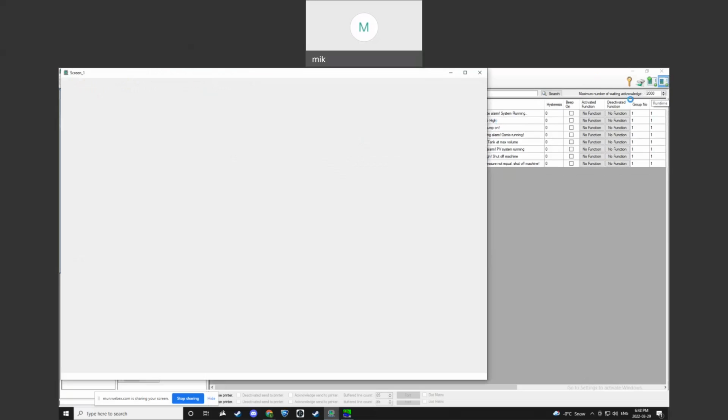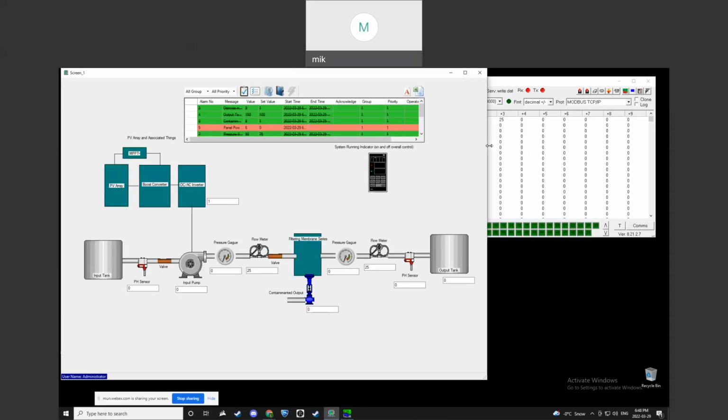Now in terms of the screen, this is a screen I have. This is just some alarms from testing earlier, so we can ignore those for now. Just to go over a quick run through, we have the input tank, pH sensor, input pump, pressure gauge, flow meter into the membrane series. I'm just using one series, one membrane for the sake of this. However, you can have multiple series and series that are parallel. Then the contaminated output valve, pressure gauge, flow meter, pH sensor, followed by the output tank, and the PV right over here, which will provide power to the system. I just have it going to the pump for now, but it would actually power the entire system.